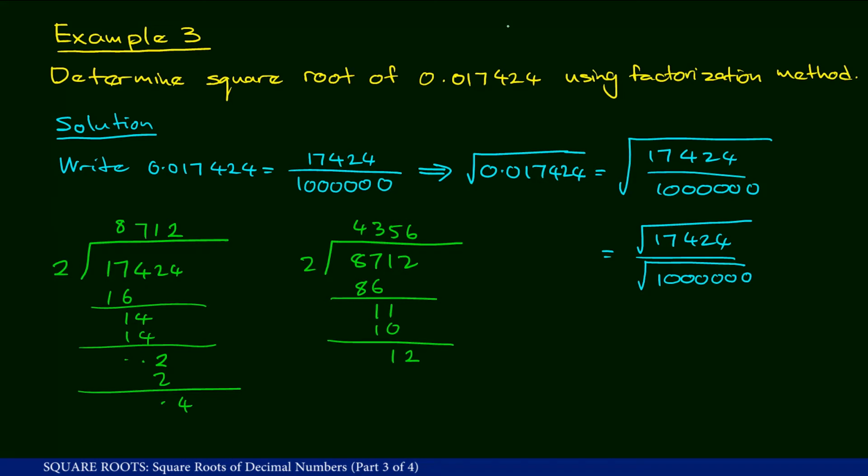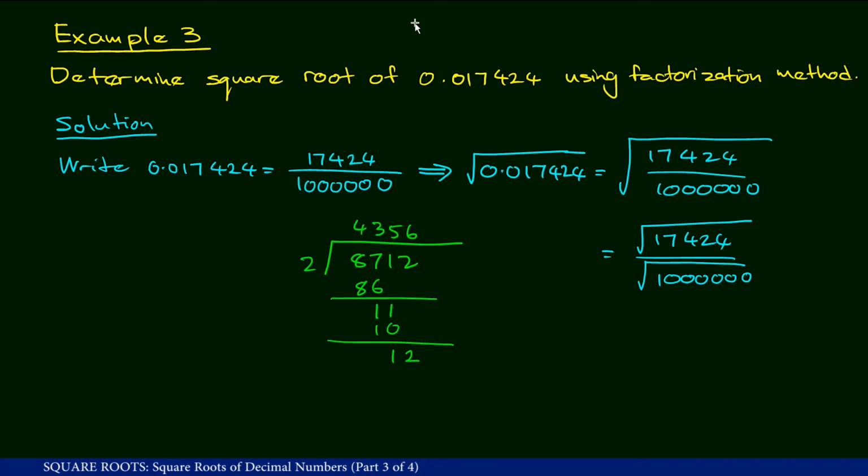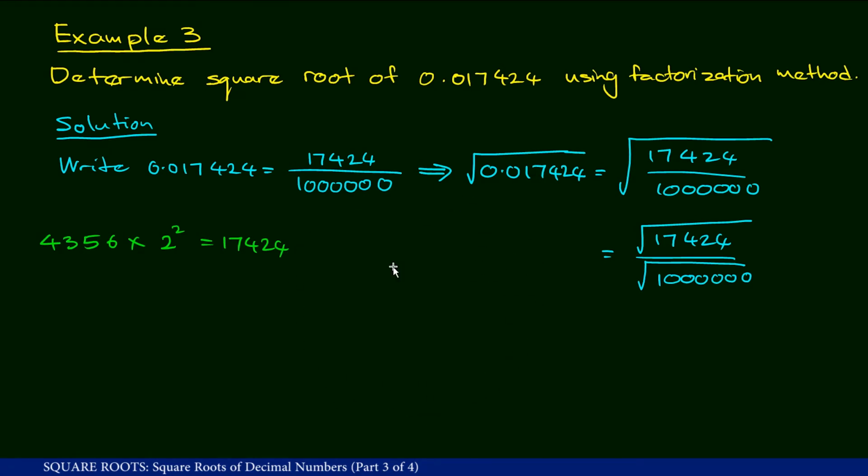Let me just summarize that. Okay, this is also time consuming, as you can see. 4,356 times 2 squared, because we have divided 17,424 by 2 twice. So that is basically 2 squared. So this is equal to 17,424. We still have this number for us to resolve, and it's still an even number. So let me just delete this one. I'm going to divide that number by 2 again, and see whether I can get somewhere with that.